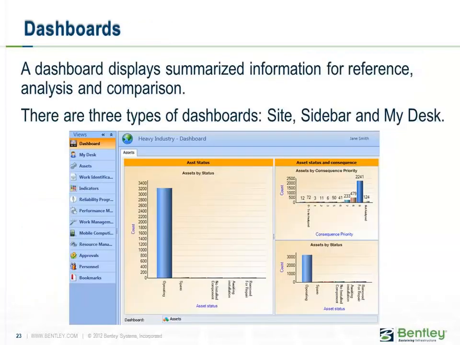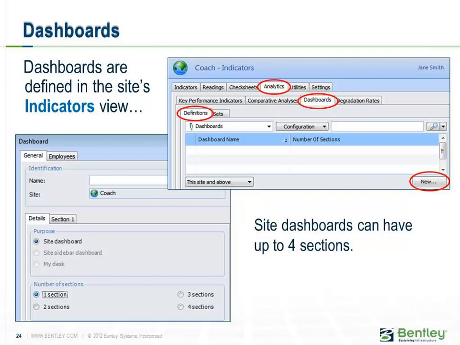We will now take a look at dashboards. A dashboard displays summarized information for reference, analysis, and comparison. There are three types of dashboards: a site dashboard, a sidebar dashboard, and a dashboard for My Desk. A site dashboard is shown here. Dashboards are defined in the site's Indicators view. A site dashboard can have up to 4 sections.